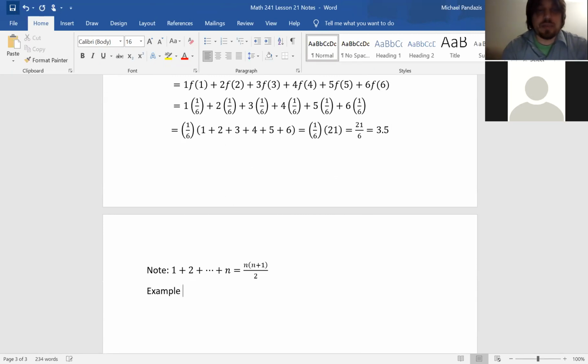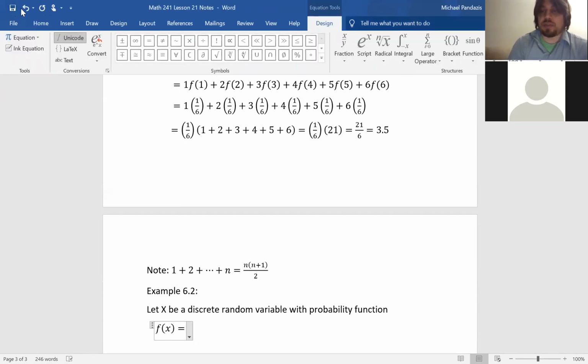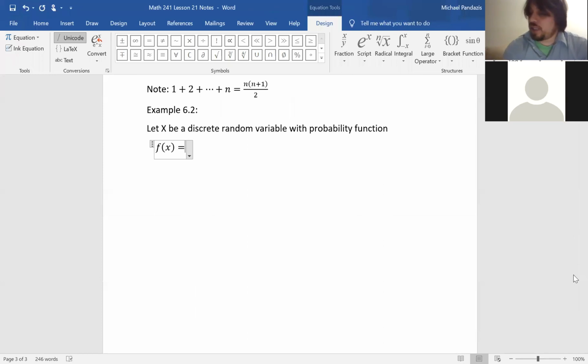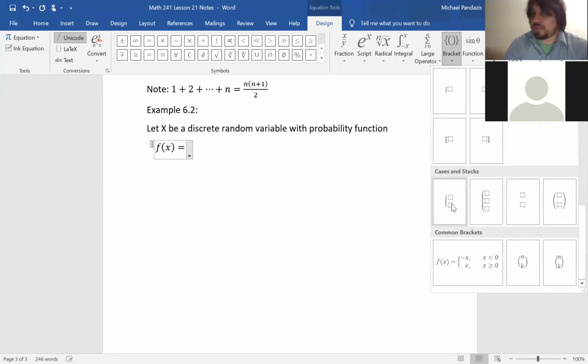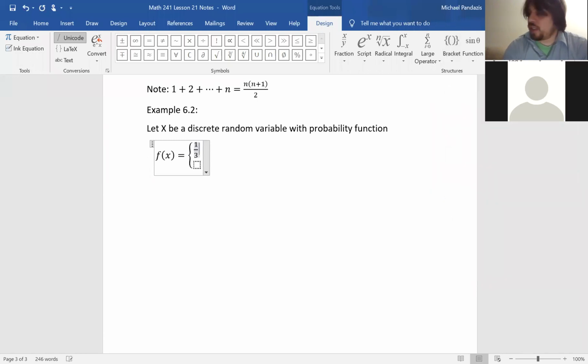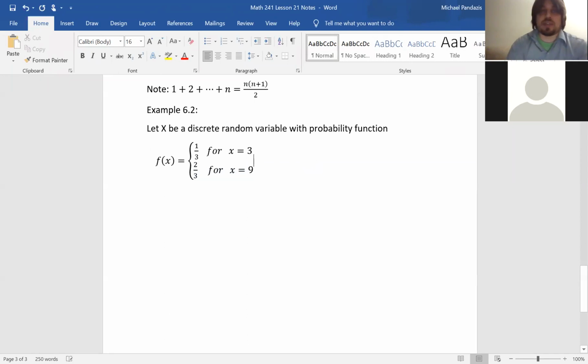Let's do now another example, example 6.2. Let capital X be a discrete random variable with probability function f of x equal to 1/3 for x equals 3 and 2/3 for x equals 9. And so the problem is to find E of X. Okay, so we're going to find E of X.